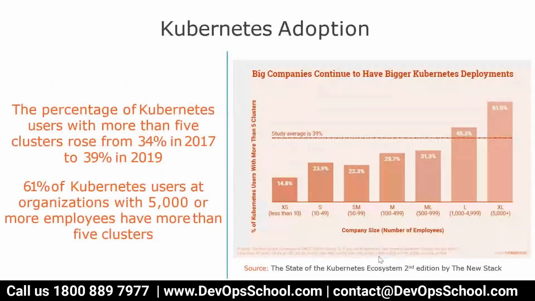Now, if you look at Kubernetes adoption in projects, the percentage of Kubernetes users with more than 5 clusters rose from 34% in 2017 to 39% in 2019. And 61% of users at organizations with 5,000 or more employees have more than 5 clusters. So the number of clusters for the enterprise is growing over time because of Kubernetes adoption.